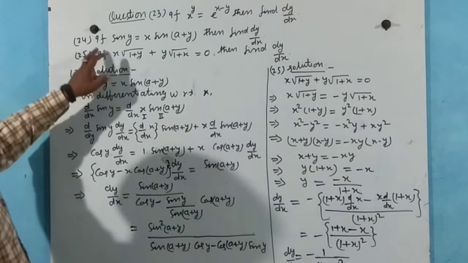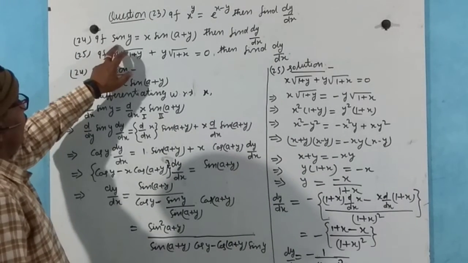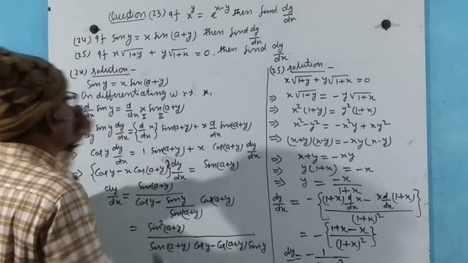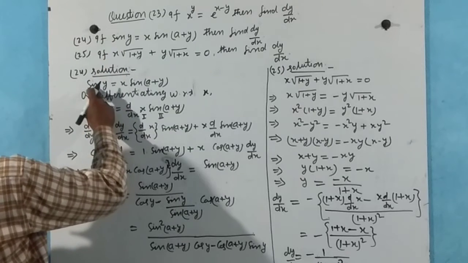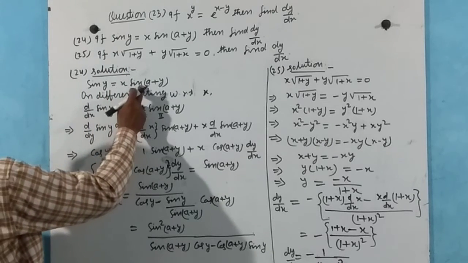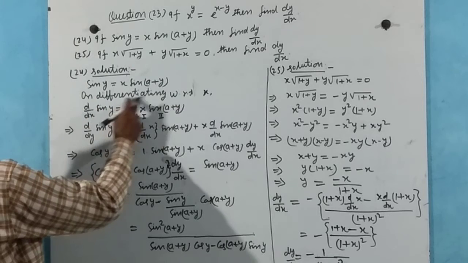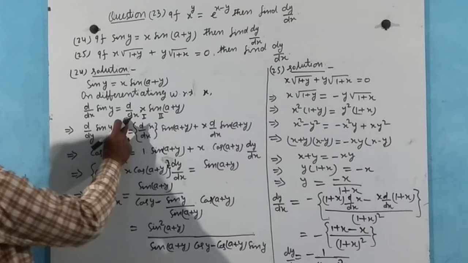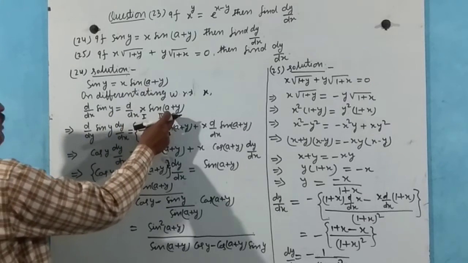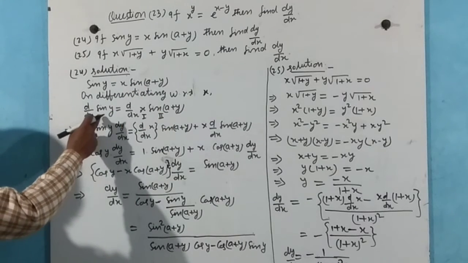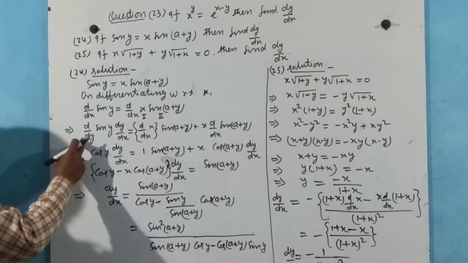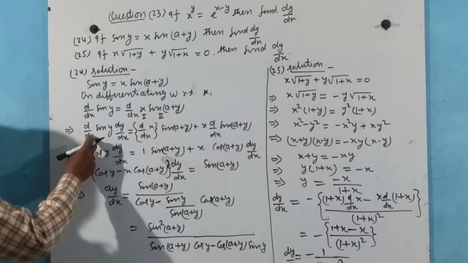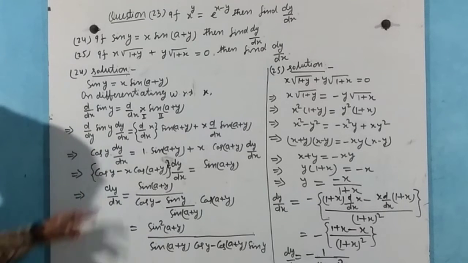Now here question number 24. If sin y equal to x sin(a plus y), then find dy by dx. Now this is an implicit function, sin y equal to x sin(a plus y). On differentiating with respect to x, d by dx of sin y equal to d by dx of x sin(a plus y). Now differentiation of this is d by dy into dy by dx, no difference here.